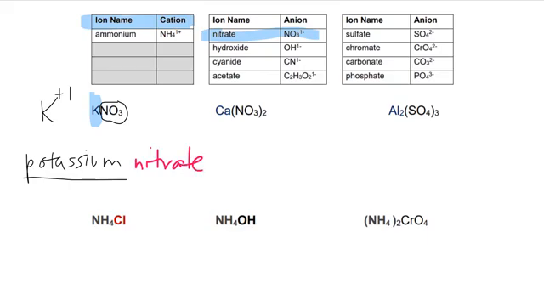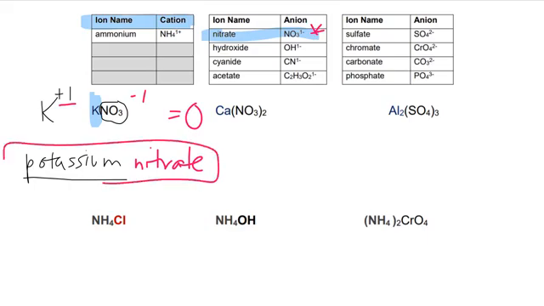But let's make sure that everything is equal, because remember, my compound still needs to balance out. We know K is always +1, and NO3 tells me right here that it's -1. So +1 and a -1 is balanced out. So my compound right here is potassium nitrate, first name, last name.